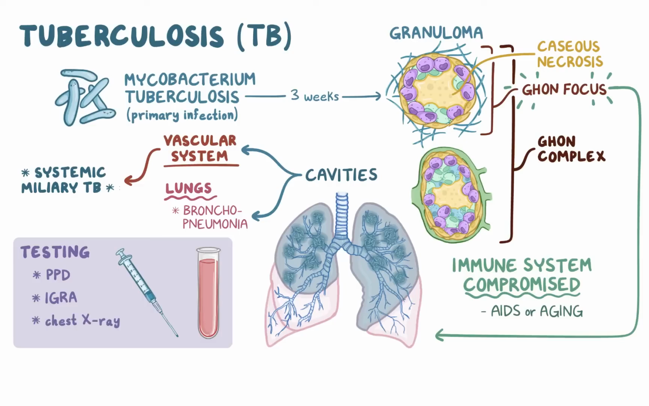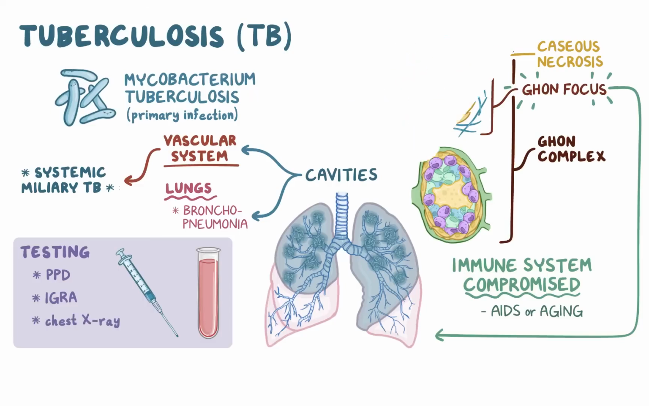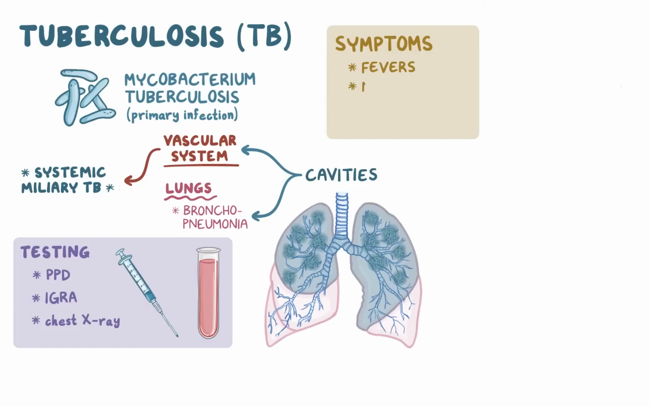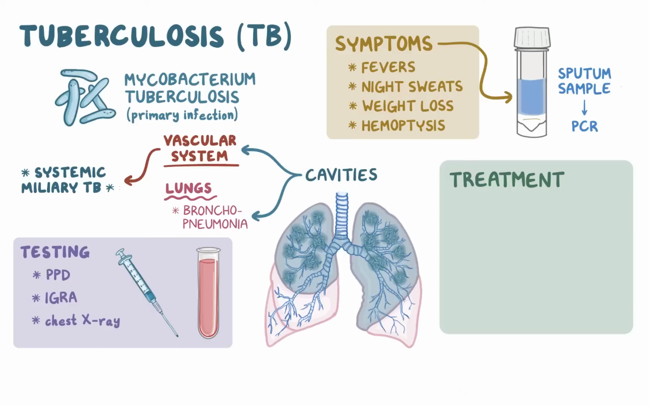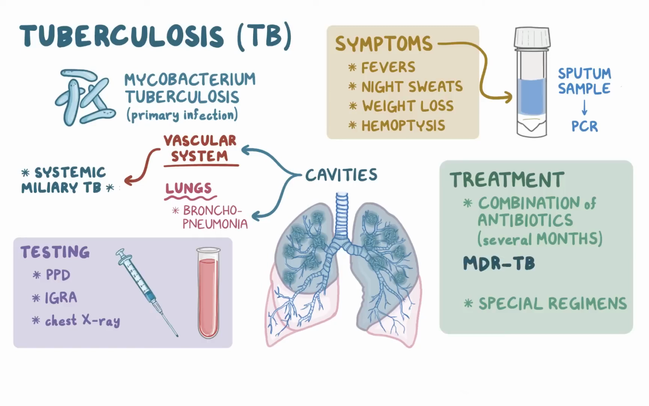Testing for TB starts with a PPD intradermal skin test, or with an IGRA blood test, and a chest x-ray can identify signs of active TB disease. In patients with fevers, night sweats, weight loss, and hemoptysis, a sputum sample can be stained, cultured, and PCR can be done to look for Mycobacterium tuberculosis. Treatment of active TB includes a combination of antibiotics, given for several months, and special regimens are used for MDR-TB and XDR-TB.